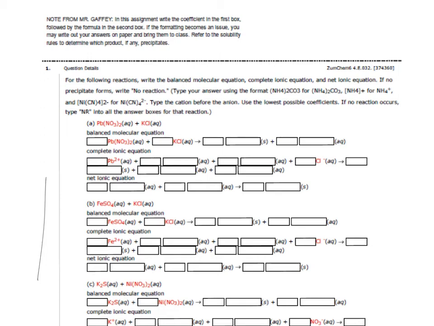WebAssign 8, question 1. For this WebAssign, please note the note at the top. It says, note from Mr. Gaffey. In this assignment, write the coefficient in the first box followed by the formula in the second box. If the formatting becomes an issue, you may write out your answers on paper and bring them to class.